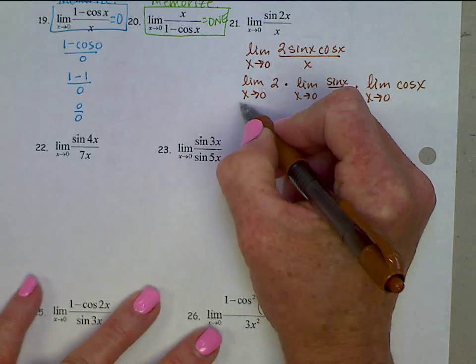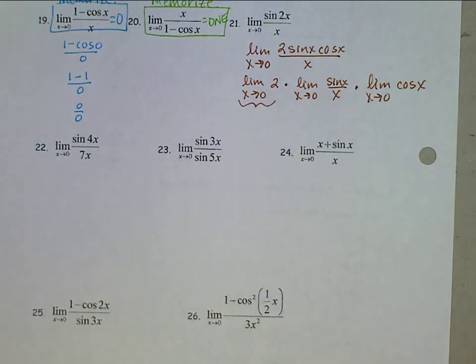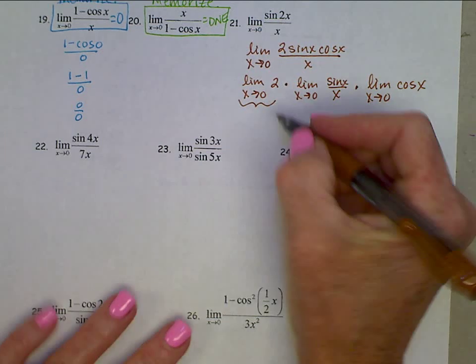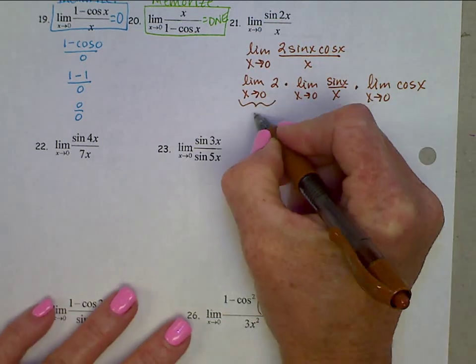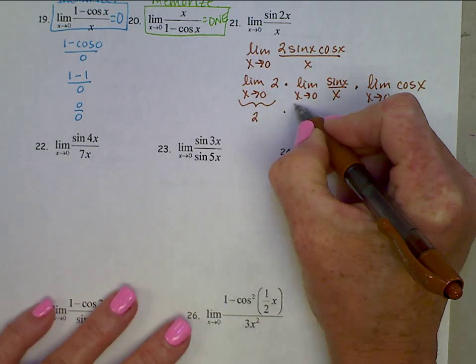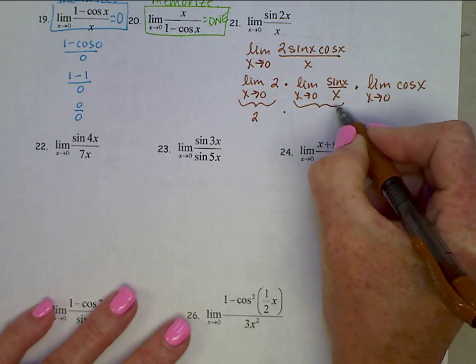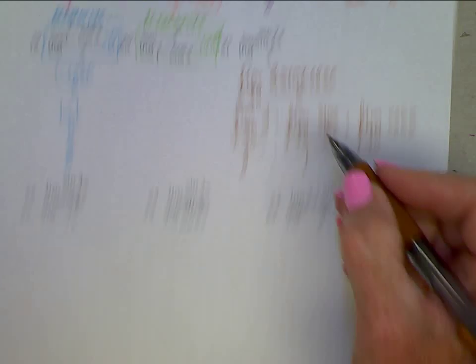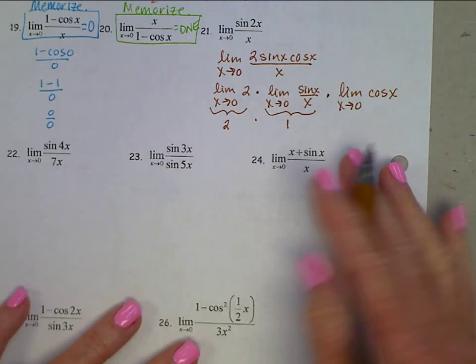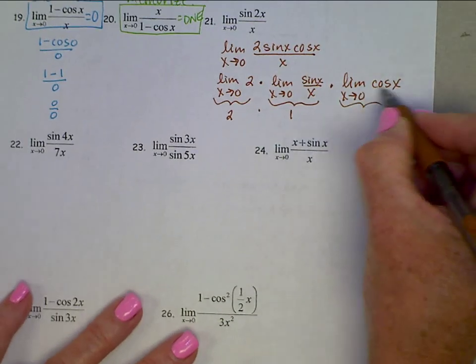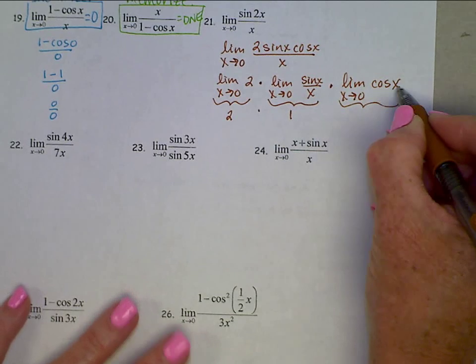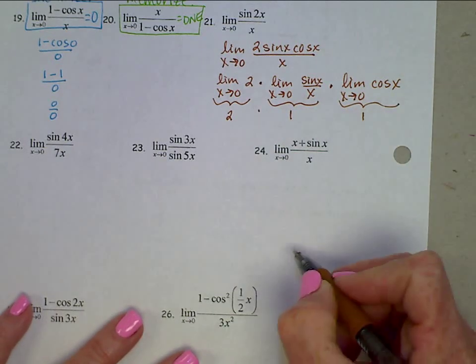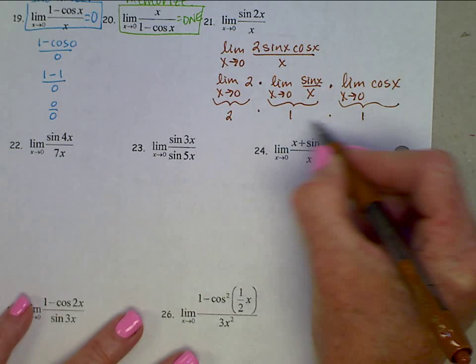Evaluating these limits now. The limit as x approaches 0 of 2 is 2. This limit as x approaches 0 of sine x over x, that's 1. Just memorize that right up here. And this one, the limit as x approaches 0 of cosine x, when you put the 0 in there, it's cosine of 0, which is 1. We have 2 times 1, which is 2.